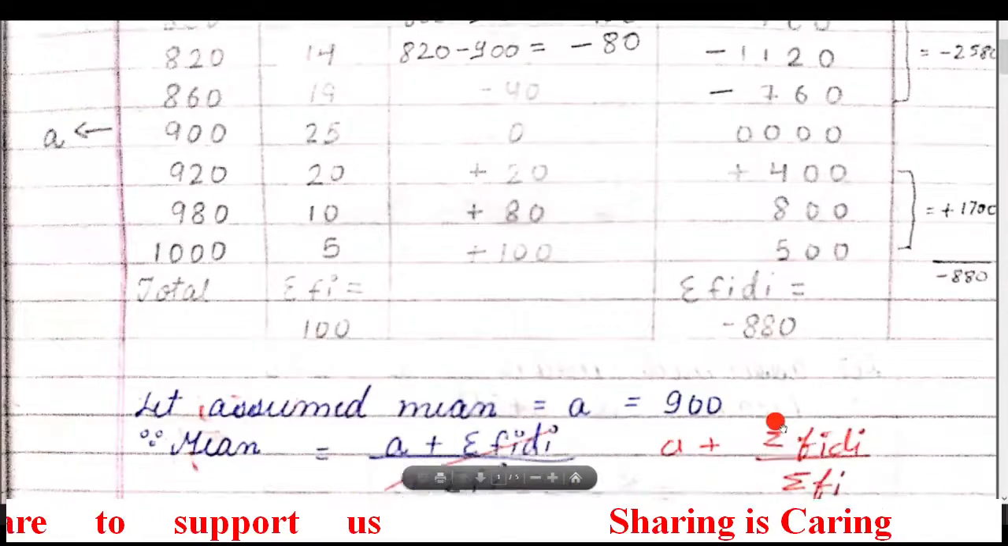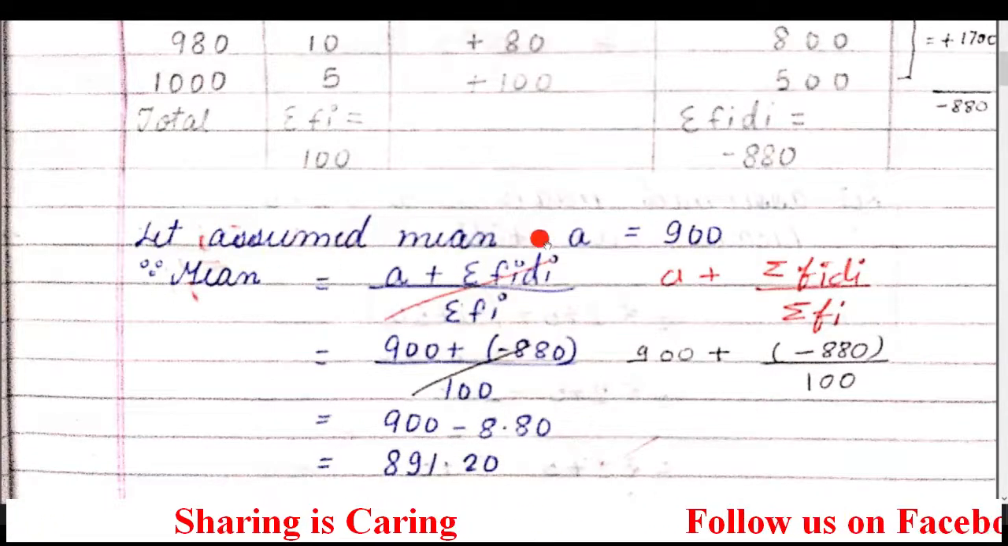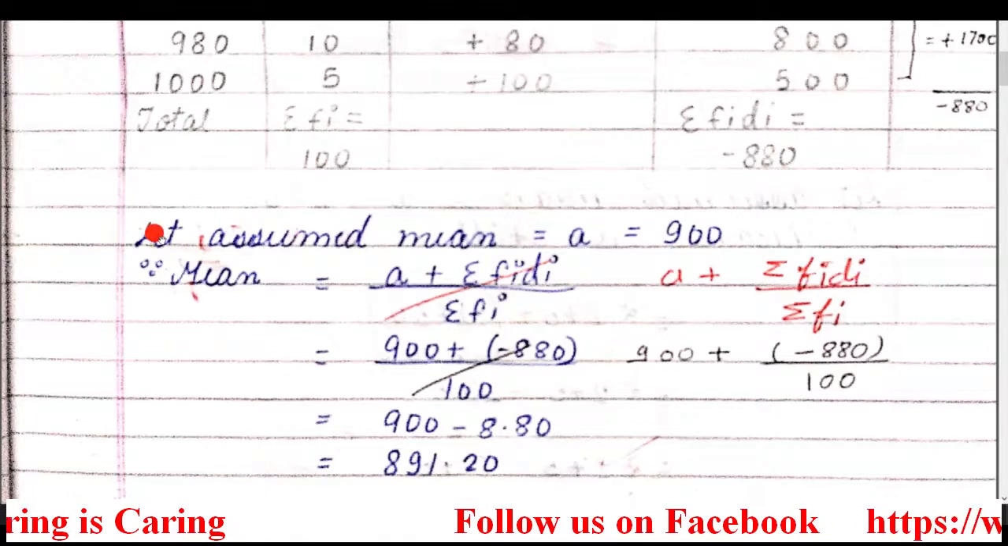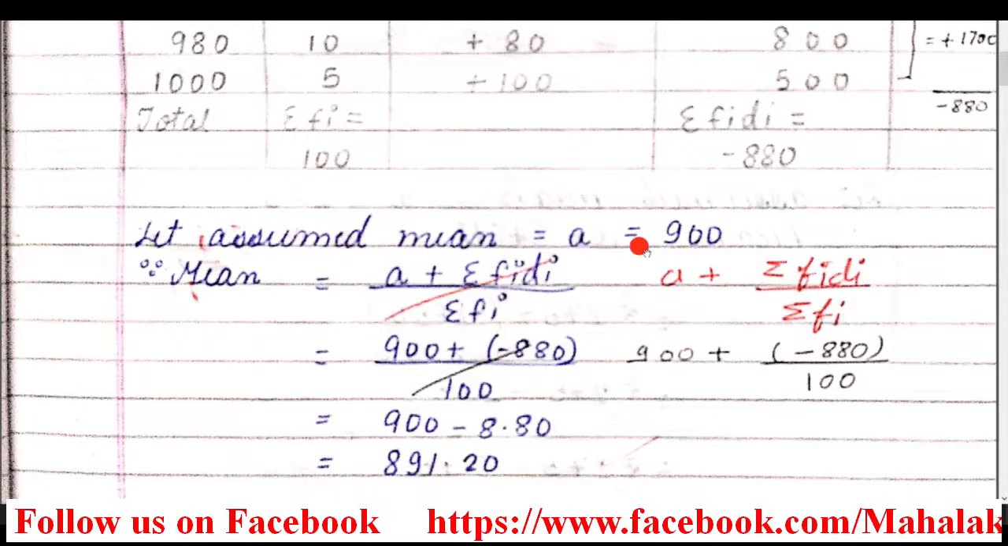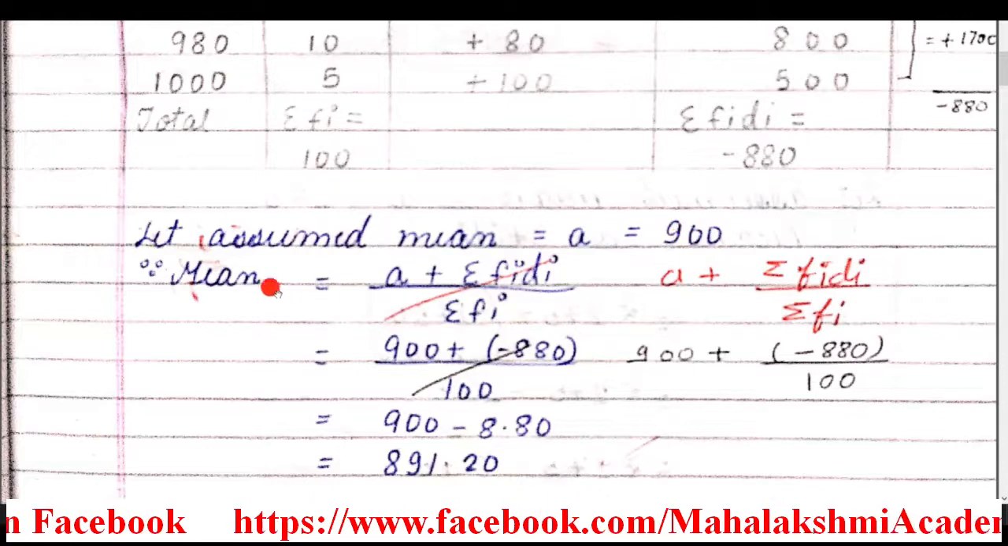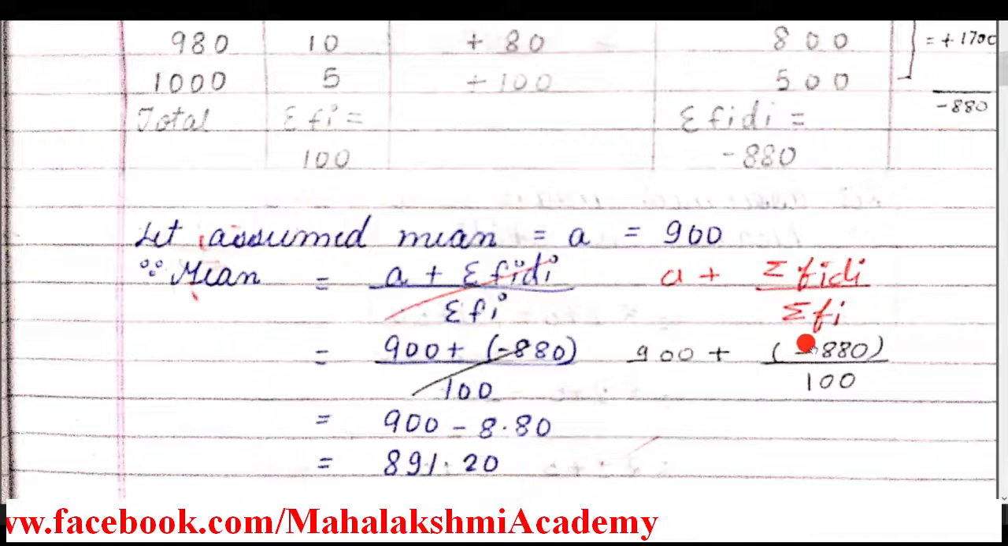Now, the first line you should write is, what is your A? We assumed, let means our assumption. We assumed that the assumed mean is A, that is 900. Then the formula of mean is A plus sigma FiDi upon sigma Fi.